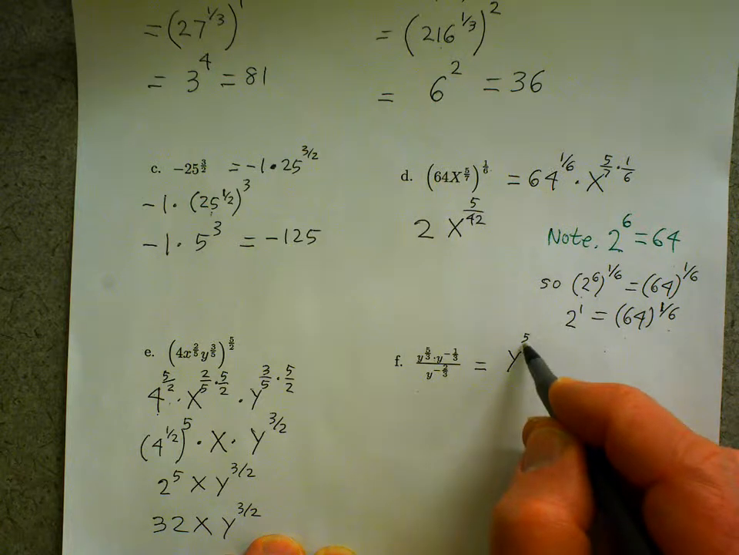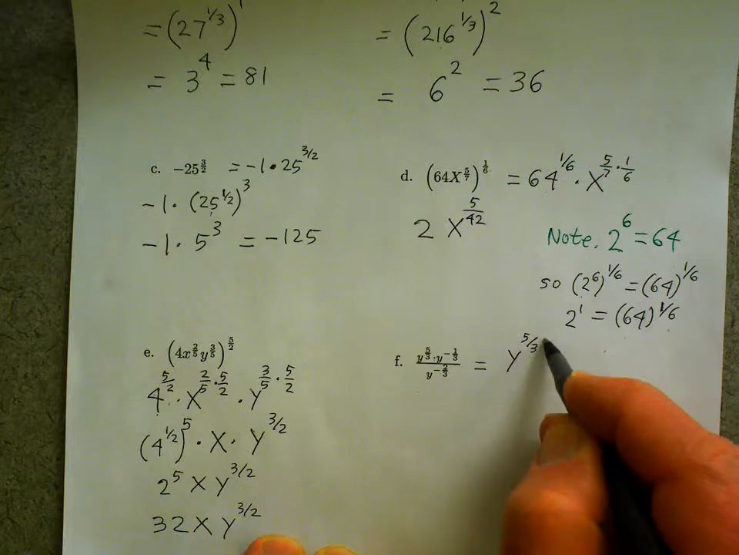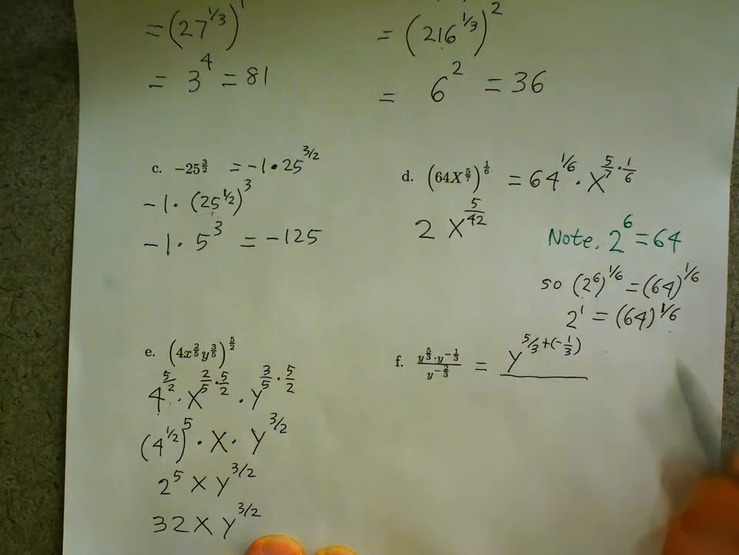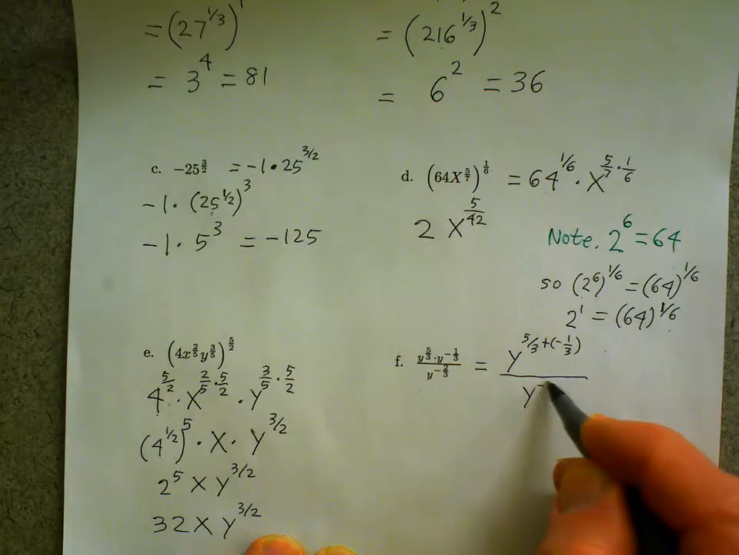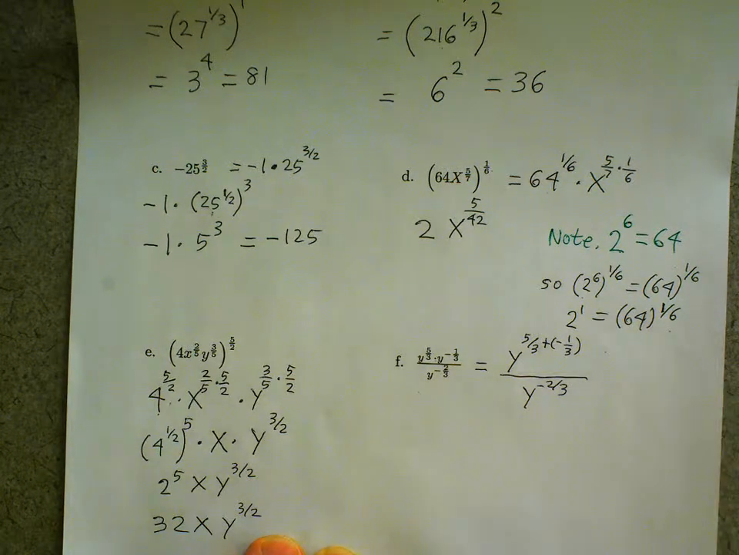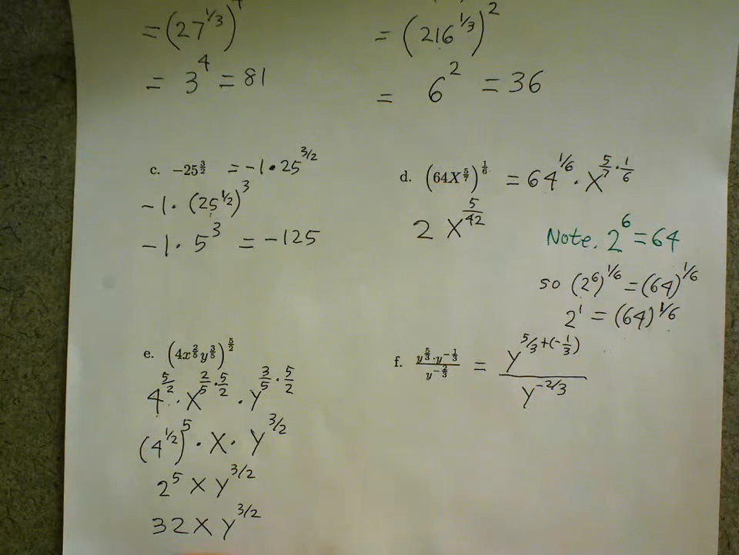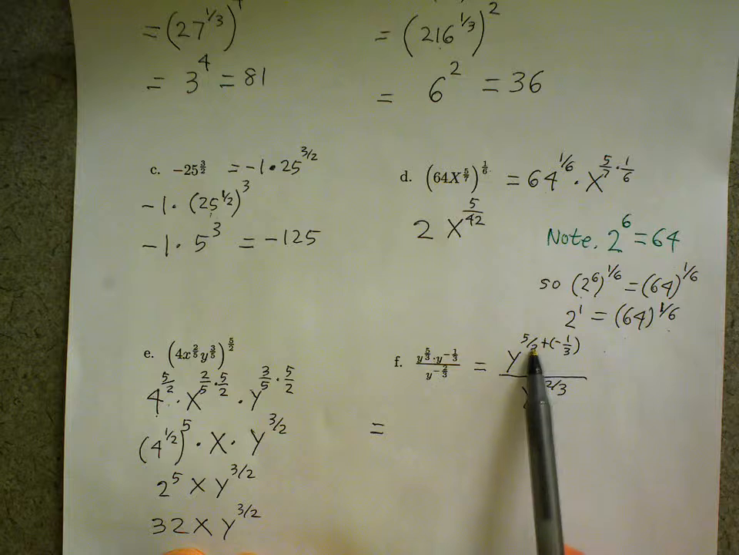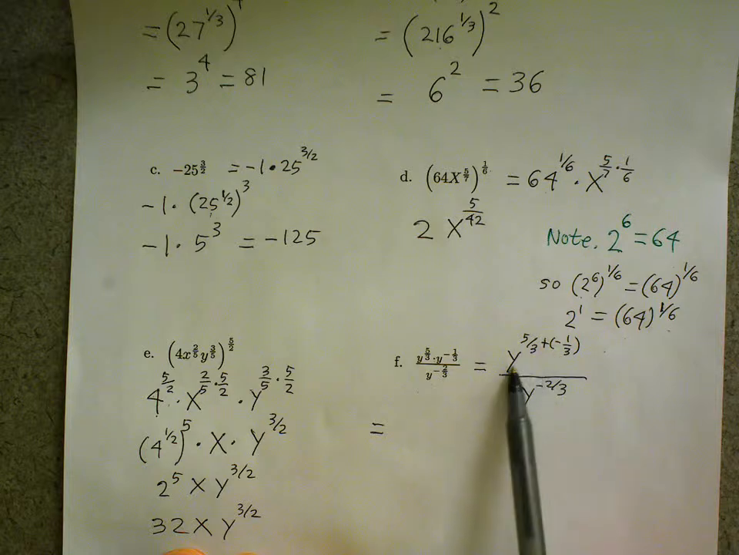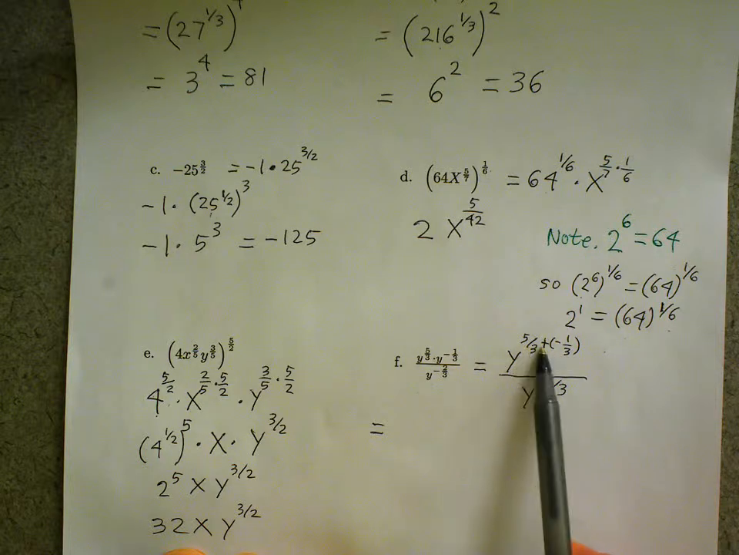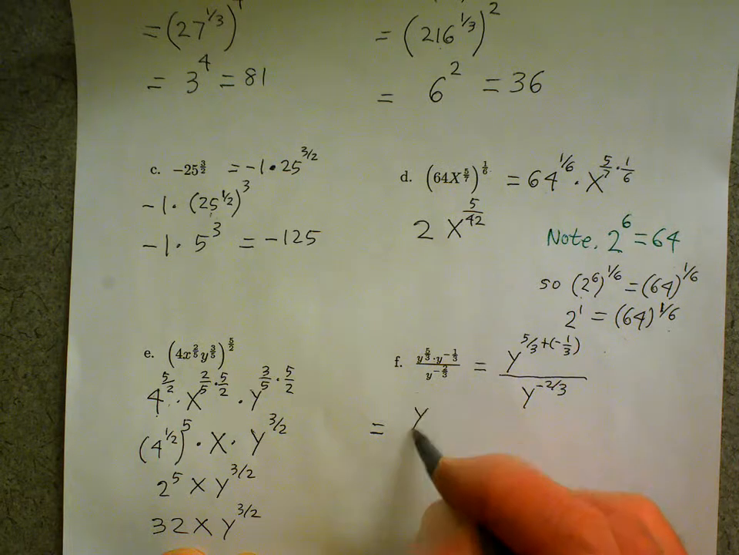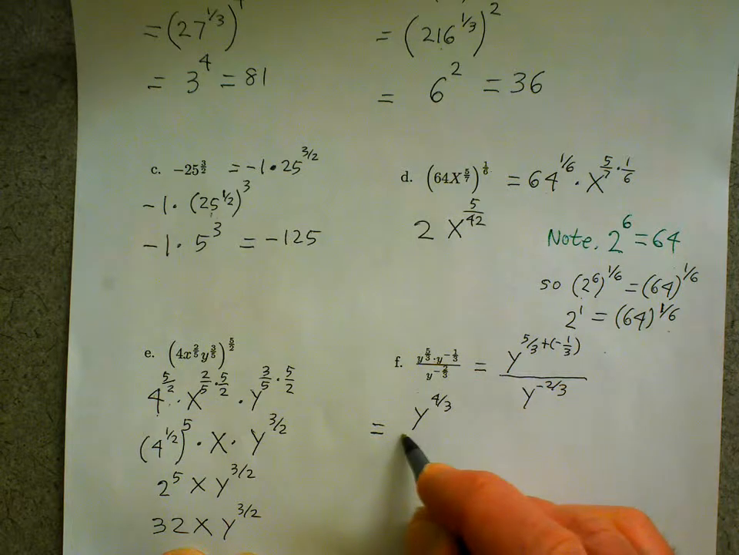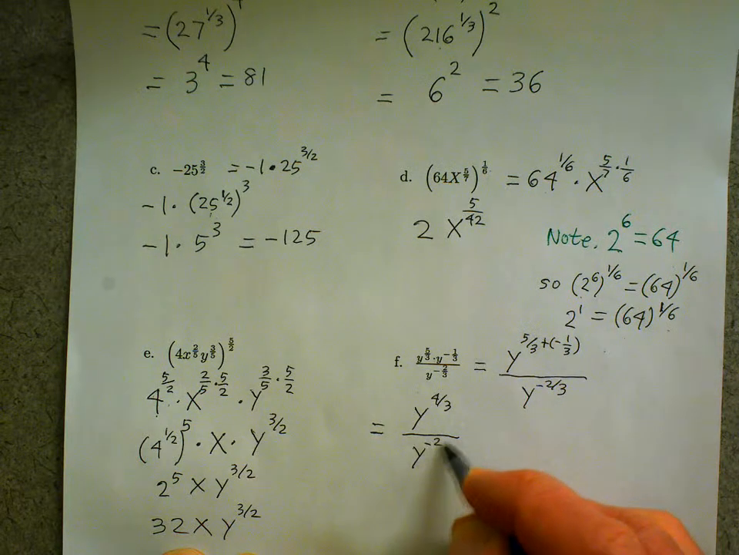So we have y to the 5/3 plus negative 1/3, and then we're dividing by y to the negative 2/3. So let's simplify the exponent in the numerator first. So y to the 5/3 plus negative 1/3, we get y to the 4/3, and then divided by y to the negative 2/3.